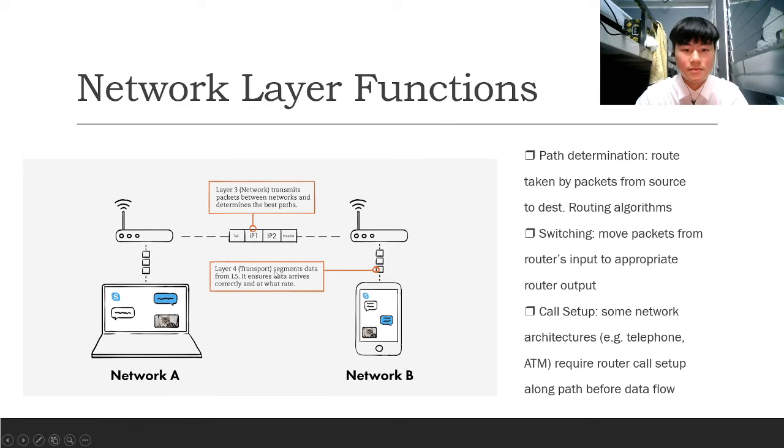This illustration shows that the layer 3 network layer transmits packets between networks and determines the best paths.